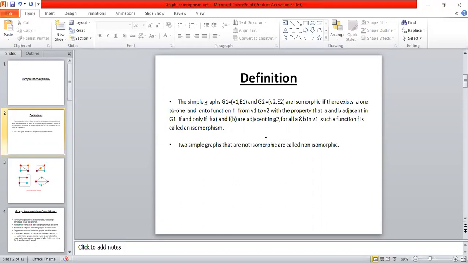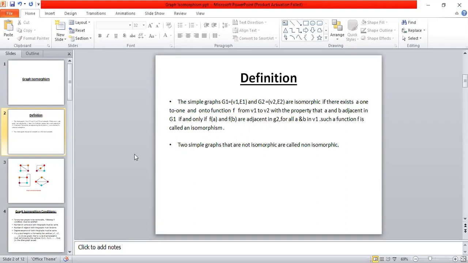If you have few vertices, say 3 or 4, it is easy to check the bijective function f from V1 to V2 with the property that a and b are adjacent in G1 if and only if f(a) and f(b) are adjacent in G2. For large values of n, it is difficult.